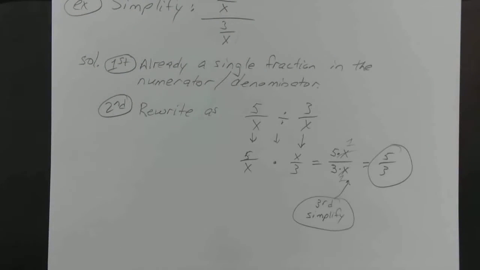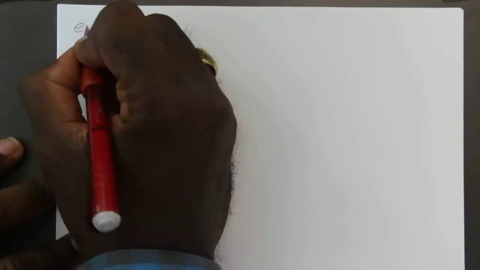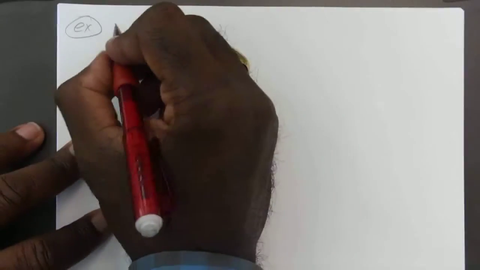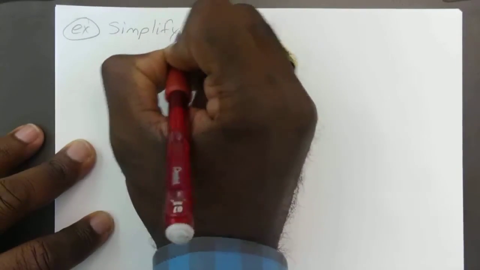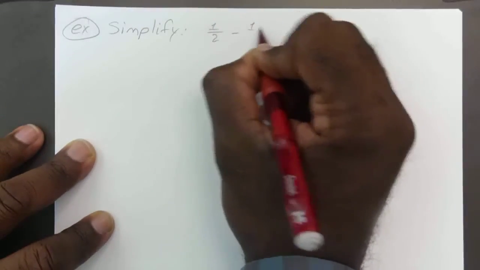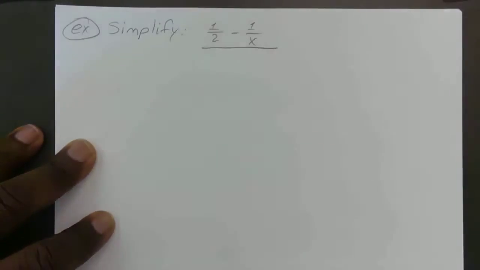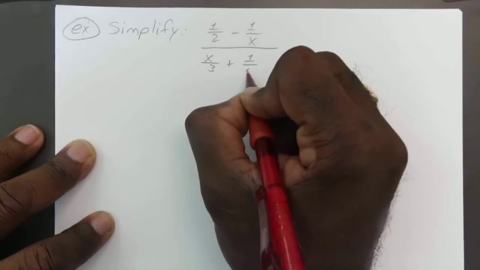Okay, so let's do one where we actually have to do step 1. If anyone's still writing. All right. Okay, so for this example, say if we wanted to simplify, make sure I have it up, say 1/2 minus 1 over x divided by x divided by 3 plus 1/5.